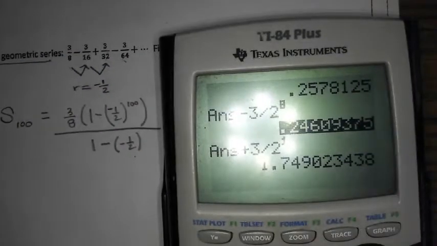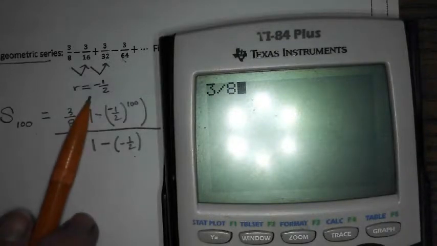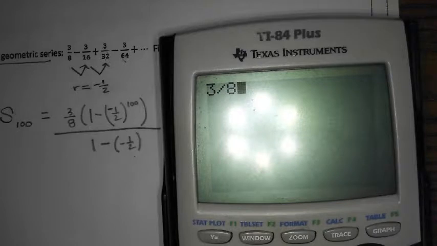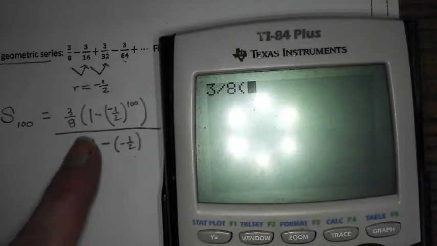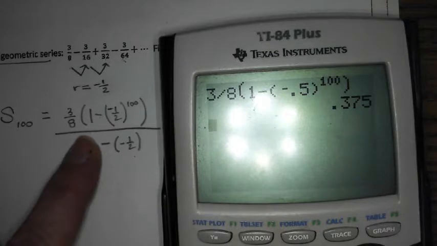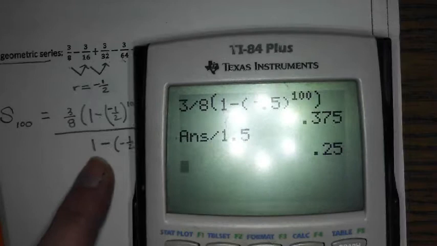So let's just, rather than doing it manually, yeah, the ratio is -1/2. So as you keep multiplying by a negative and a negative, it's just going to keep flip-flopping. Okay? So 3/8 times 1 minus -0.5 to the 100th power. That's your numerator. Divided by 1.5. So through 100 terms, we get 0.25.